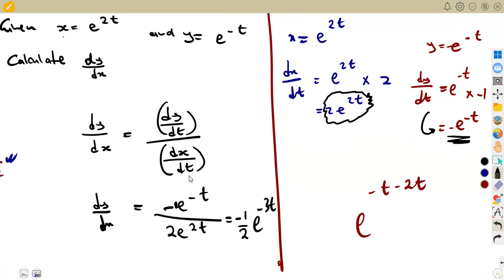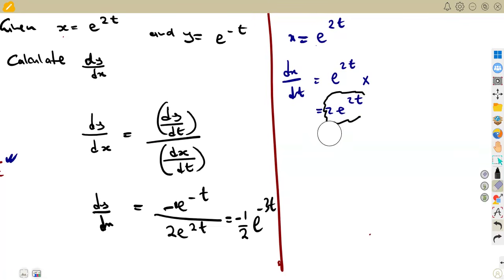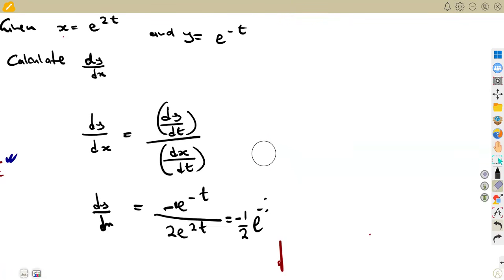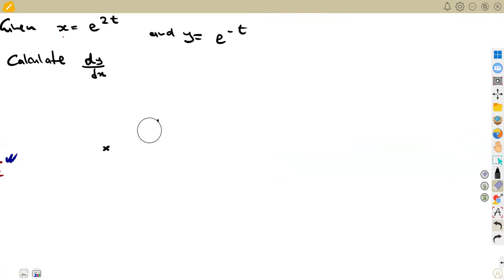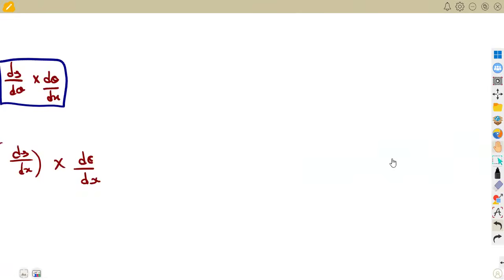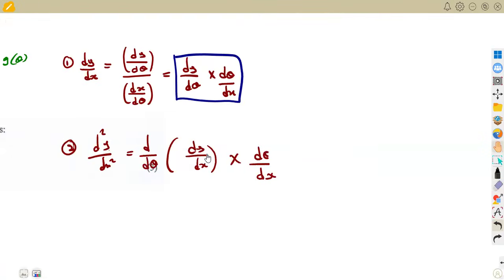So that is how the questions might be given. You just have to try, by all means, to play around with the information, how it is given. Is it given in terms of t? Is it given in terms of theta? Whatever you're given, you have to formulate the equation, whether it's for the first or for the second derivative. Just play around with the information.